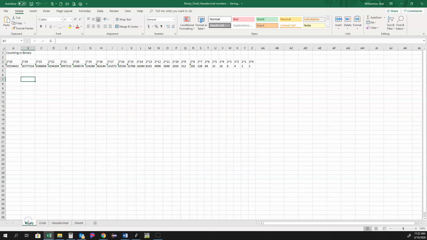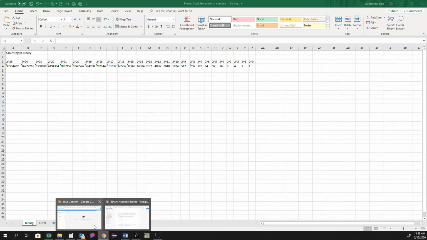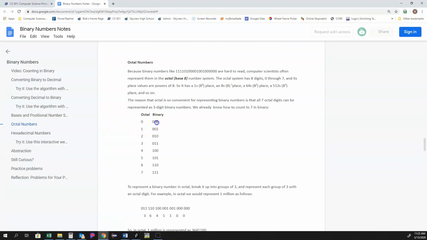So if we have a number that we want to convert from binary to octal, we need to group these. We need to take a look at this a little bit closer here. So on our binary, 000 is still 0. Now, if I'm converting this, 1 in binary is 001. 2 in binary is 010. 3 in binary is 011.